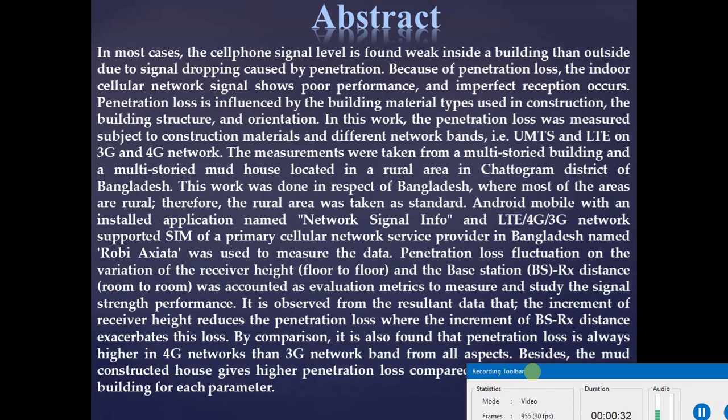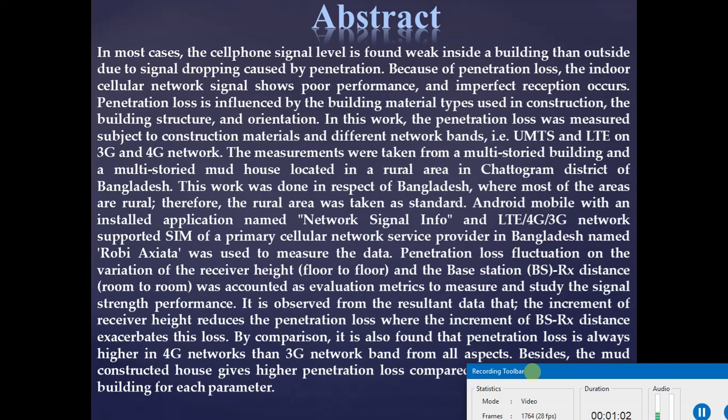In the abstract, I have told that in most cases the cell phone signal level is found weak inside a building than outside due to signal dropping caused by penetration. Because of penetration loss, the indoor cellular network signal shows poor performance and imperfect reception occurs. Penetration loss is influenced by the building material types used in construction, the building structure and orientation.